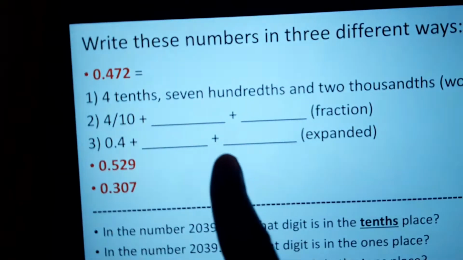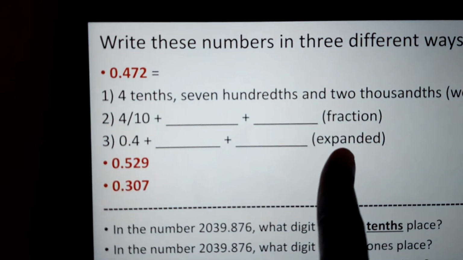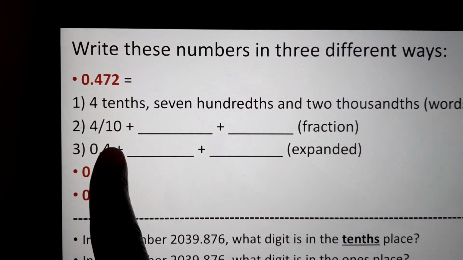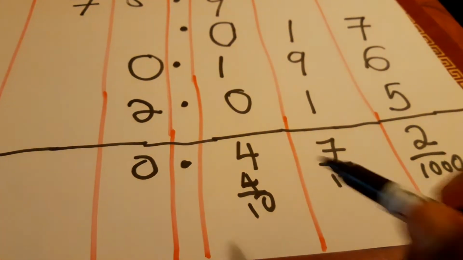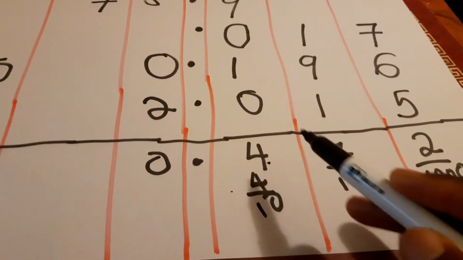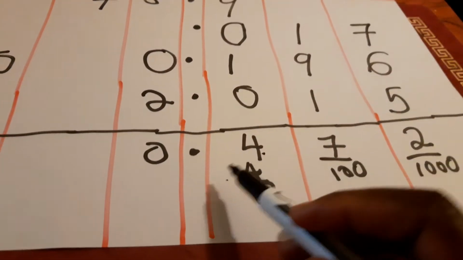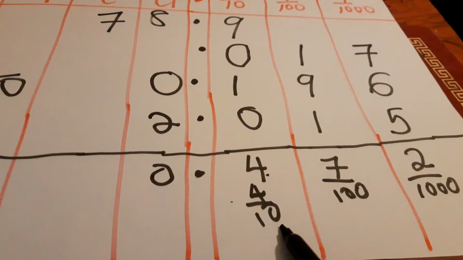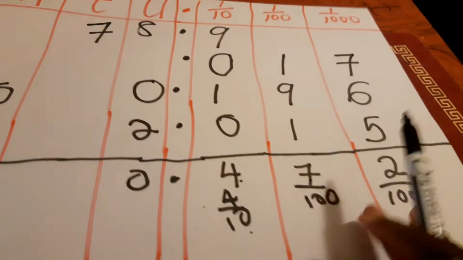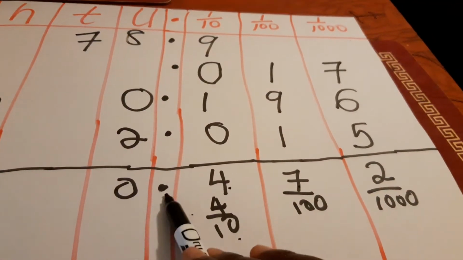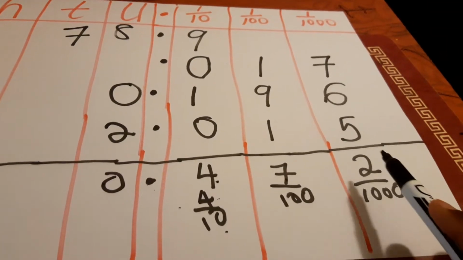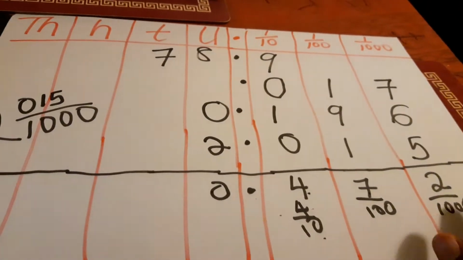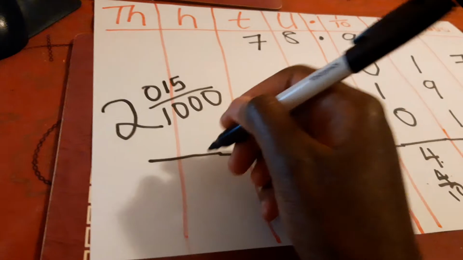And then the next bit, we represent it in expanded form. So that's 0.4 plus, so again, you go back to your paper, 0.4 plus 0.07 plus 0.002. So that's another way to do it, as an expanded form.